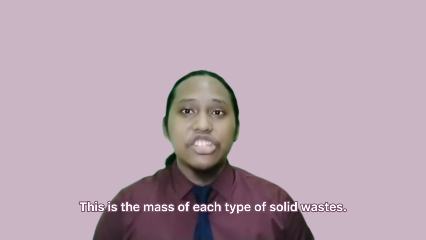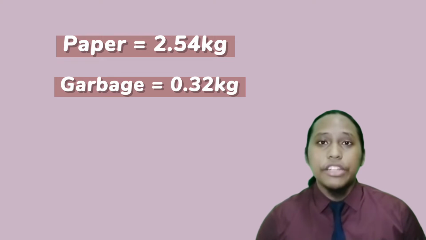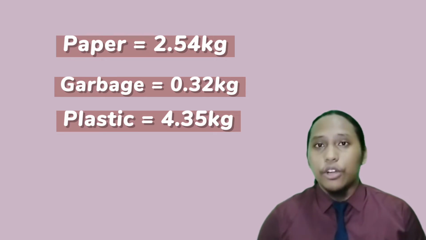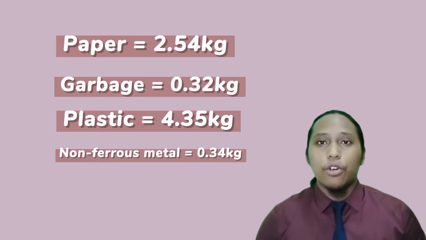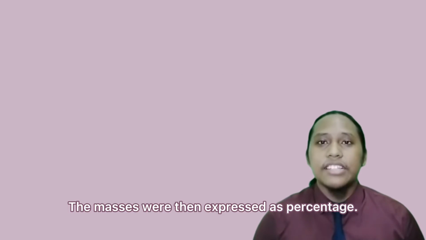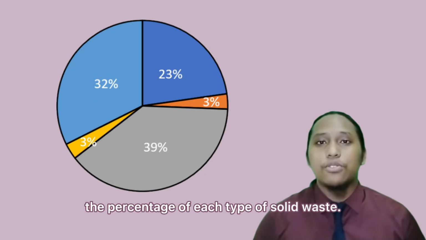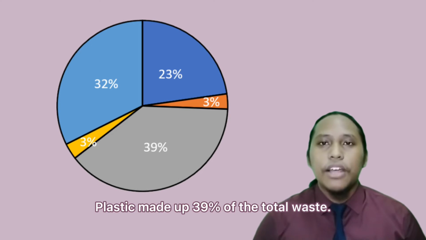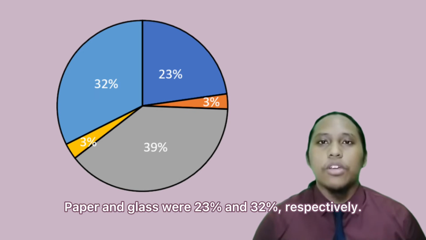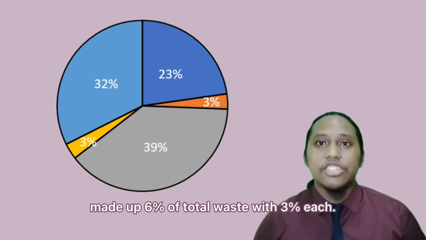This is the mass of each type of solid waste. Paper 2.54 kg, garbage 0.32 kg, plastic 4.35 kg, non-ferrous metal 0.34 kg, and glass 3.62 kg. The masses were then expressed as percentage. The pie chart presented the percentage of each type of solid waste. Plastic made up 39% of the total waste. Paper and glass were 23% and 32% respectively. Garbage and non-ferrous metal made up 6% of total waste, with 3% each.